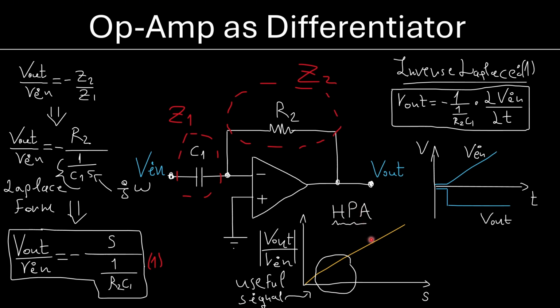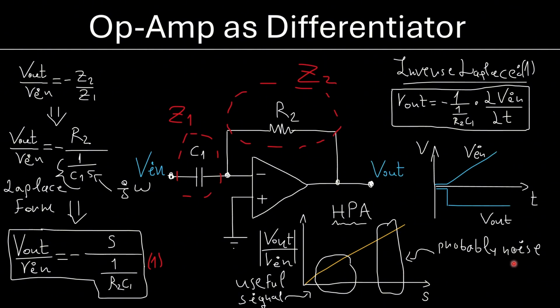This is a high-pass amplifier or high-pass filter. We call it an amplifier because we amplify by a value here. And we note that my useful signal is going to be within some range here. And there are going to be some other signals.